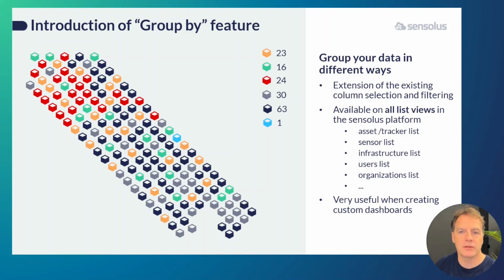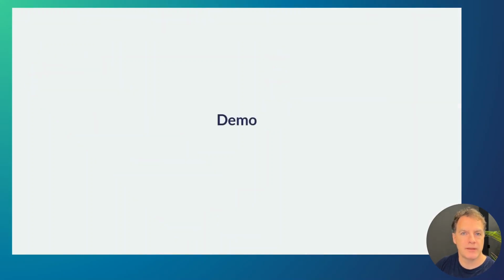We have called it the group by feature. It will actually become a standard feature on all of our list views in our platform. So it's not just for assets and trackers, it can be for sensors, it can be for infrastructure items, it can be for users or organization lists if you are a partner. And as we will see in the second part of this video, it is also a very important feature which is used in the customizable dashboards. So let's do a short demo and stop the slide here so you can see it live in action.